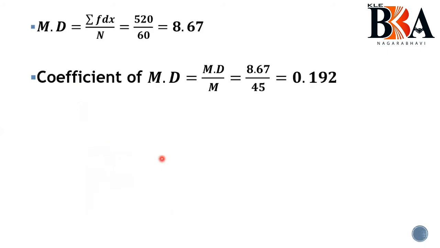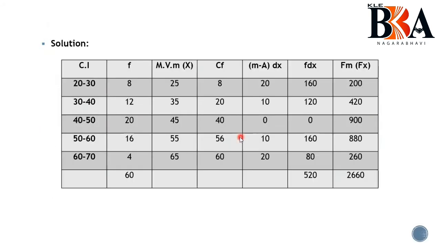Then after that, you have to go for the next step, that is mean deviation, because we have not found the mean deviation. We have just found the value of median. That's all. Okay. So FDX divided by N. What is the FDX total? To see that one, we need to go for the table. Fine. So FDX total is 520.